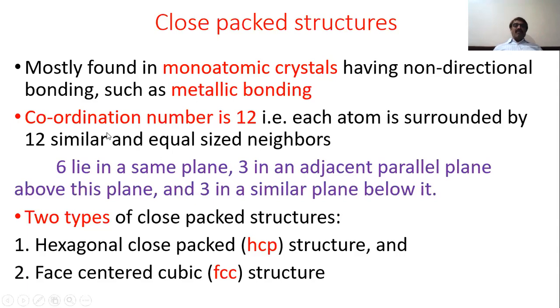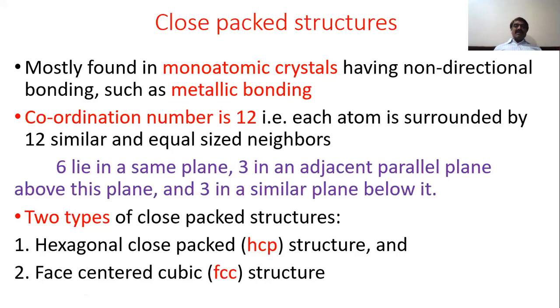Now the coordination number of these close packed structures is 12. What is coordination number? Here coordination number means the number of neighbors each atom has. So in the case of close packed structures, each atom has 12 neighbors. This is called the coordination number of the atom. So in the case of close packed structures, the coordination number is 12.